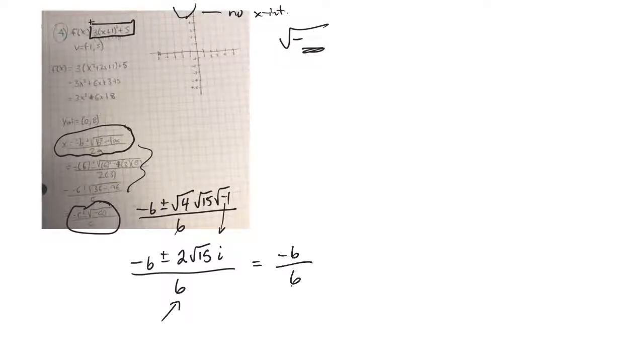So rewrite it as minus 6 over 6 plus or minus 2 root 15 i over 6. These cancel, so it'd be a negative 1 plus or minus 2 goes into both of those, so I'd have root 15 i over 3.